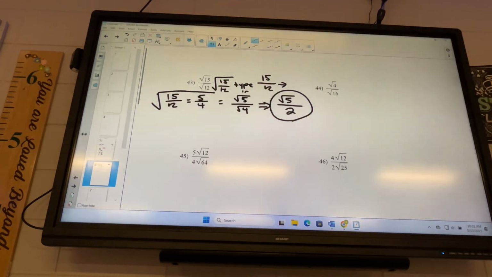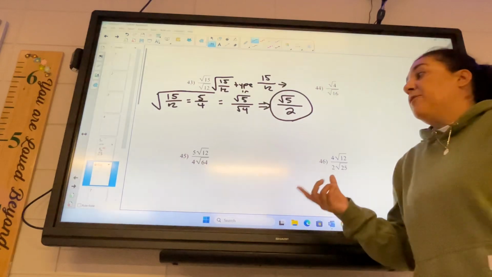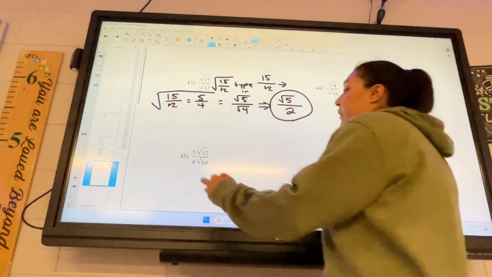Okay, we talked about it yesterday, but you can check a lot of these on your calculator. You have to show your work. It's not optional. For number 45, you're going to do this part on the calculator.